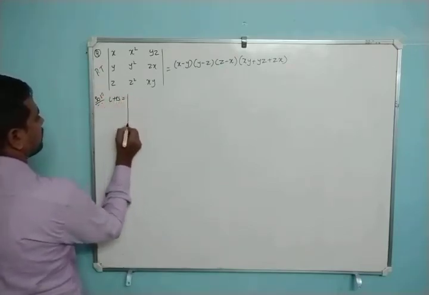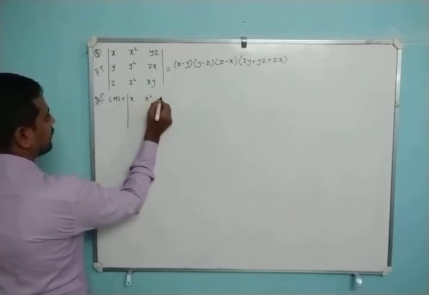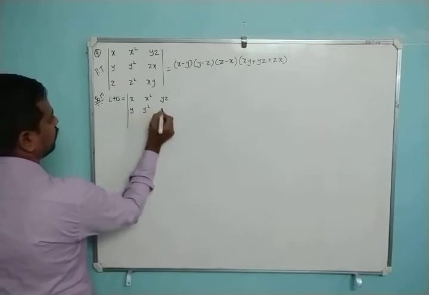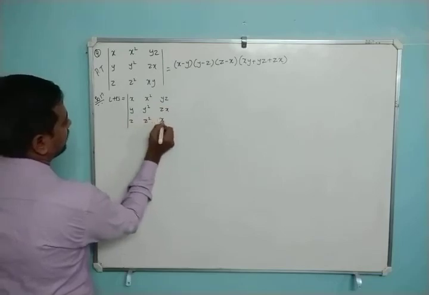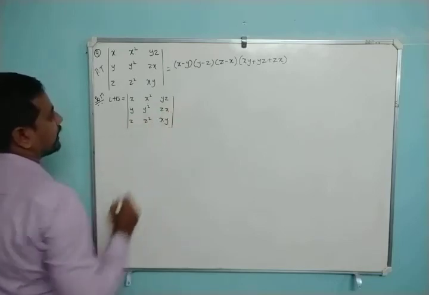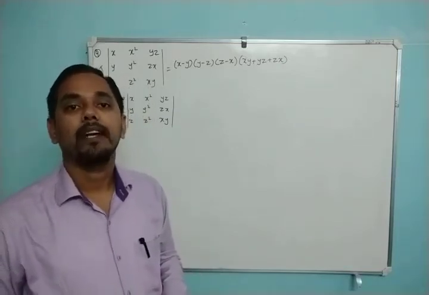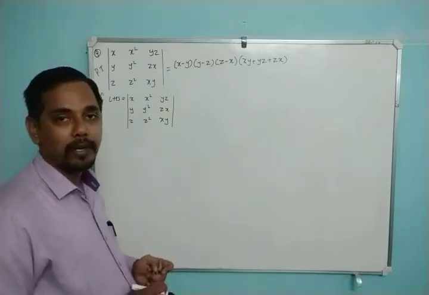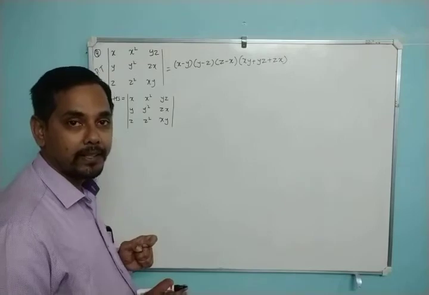LHS is the determinant with rows x square, yz; y square, zx; z square, xy. So now what I will do, I will multiply x and divide by x for the first row, multiply y and divide y for the second row, multiply z and divide z in the third row.